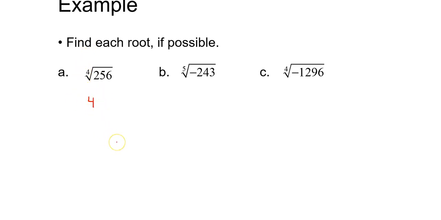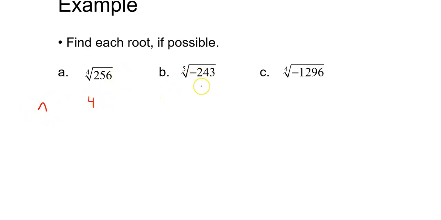Now, how do I check my answer? I take my calculator, and I type in 4 to the 4th. So you're going to need that little caret key. The caret key is the one that looks like that. So if I type in 4 to the 4th, it'll give me back 256.